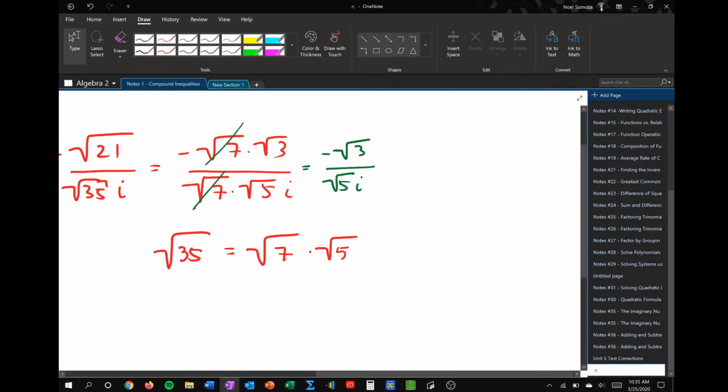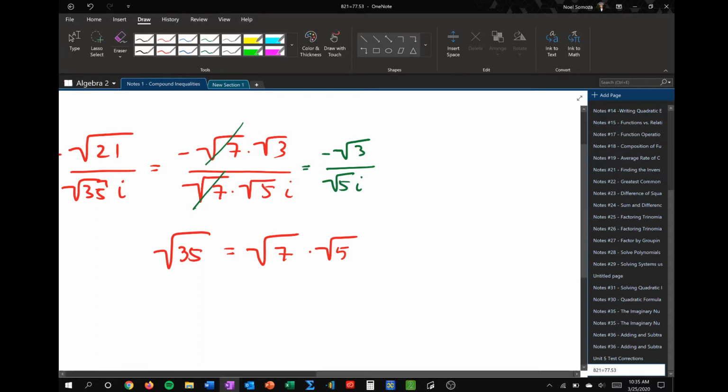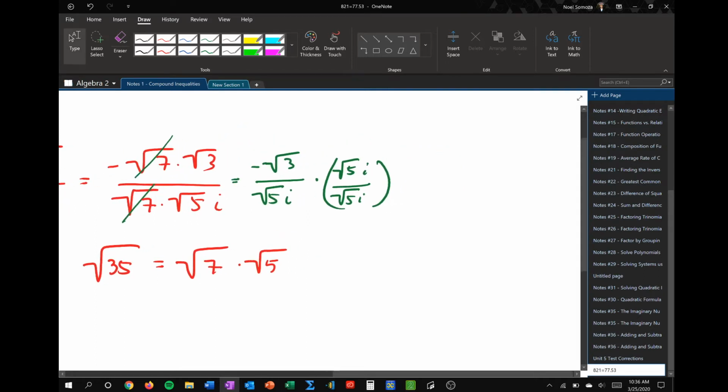So now, using the, what's the word I'm looking for? Rationalize. We want to rationalize. So go ahead and multiply the top and the bottom by the square root of 5i all over square root of 5i. Okay, so then now you have a negative square root of 15i in your numerator. And in your denominator, you're going to get the square root of 25i squared.